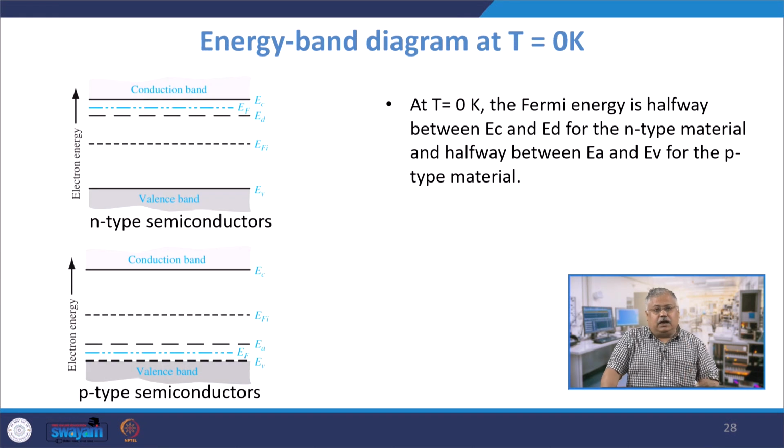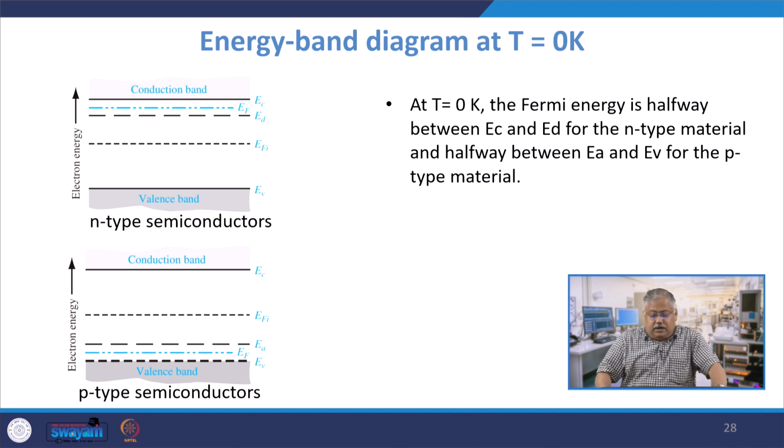Now let us look at the energy band diagram at T equals 0 Kelvin, right. Now at T equals 0 Kelvin, as I discussed with you, if it is an intrinsic one and we are not doing anything about it, then it will be halfway between EC and EV. For an N-type material, halfway between EC and ED, and halfway between EA and EV for P-type material. What we have seen is, let's forget about T equals 0 Kelvin. At 300 Kelvin, we know that the intrinsic carrier concentration, in spite of any doping and everything else, is ni. EF equals EFI. And let us look at what happens at T equals 300 Kelvin.